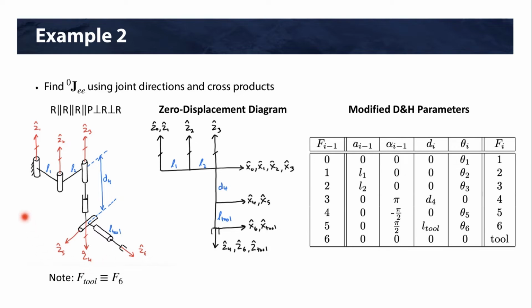Recall this is a 6 degree of freedom robot. Its layout is R, parallel R, parallel R, parallel P, perpendicular R, perpendicular R. We're choosing that the tool frame is equivalent to frame 6. We have our zero displacement diagram, and we have our modified D and H parameters based on that zero displacement diagram.